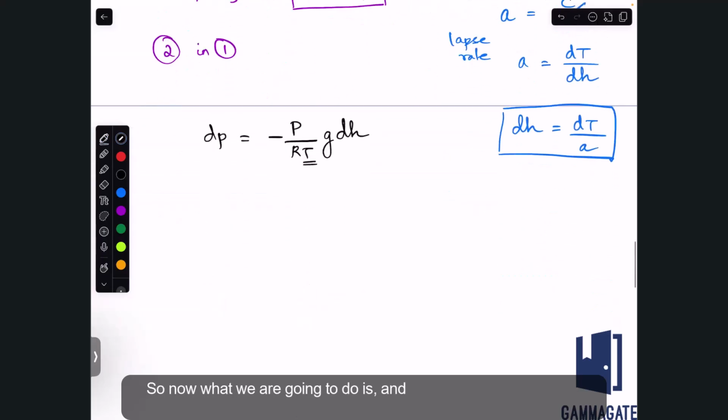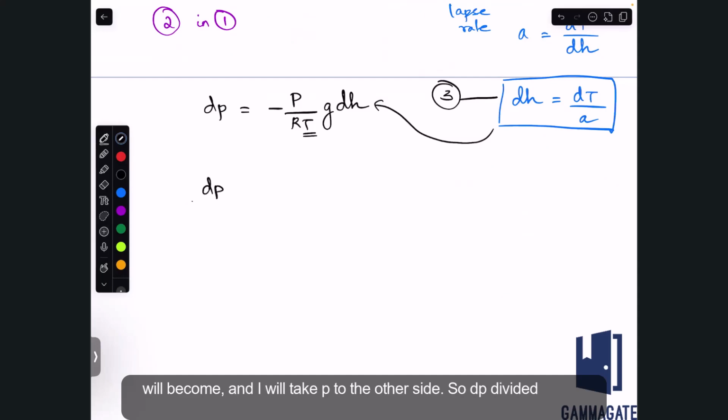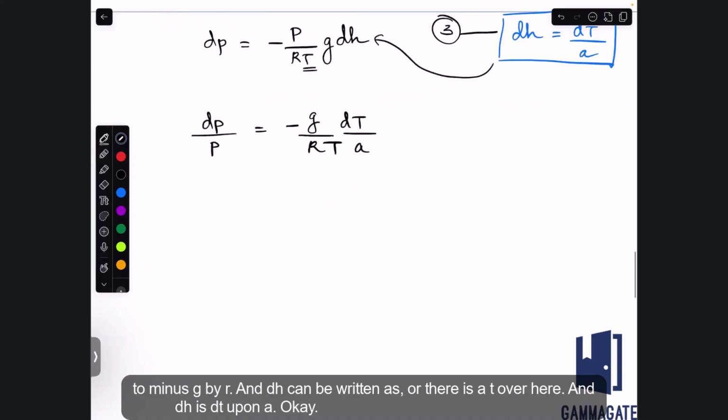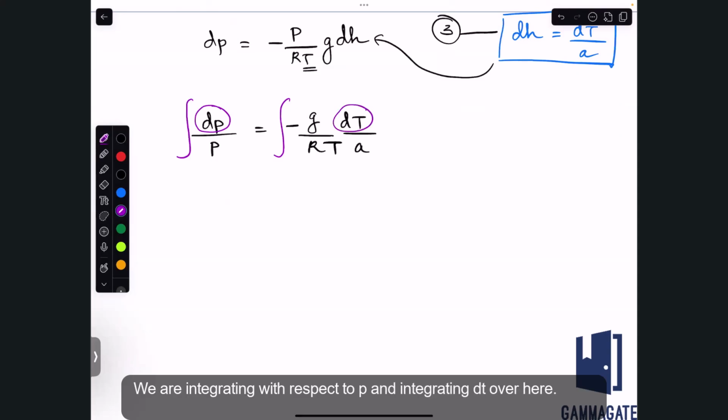So I can replace dh with dT by A, and let me call this 3. I will put 3 into this equation, and I will take P to the other side. So dP divided by P is equal to minus g by R, and there is a T over here, and dh is dT upon A. I'm coming very close to what I want. I'm going to integrate here, and on the right hand side also, integrating with respect to P and integrating dT over here.